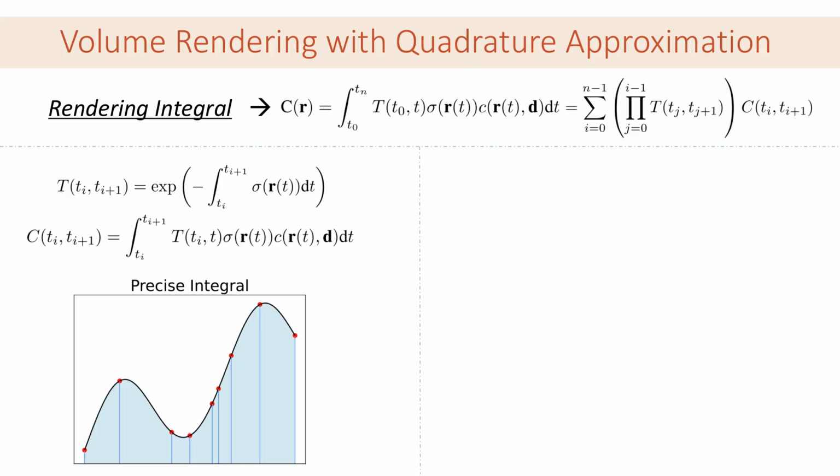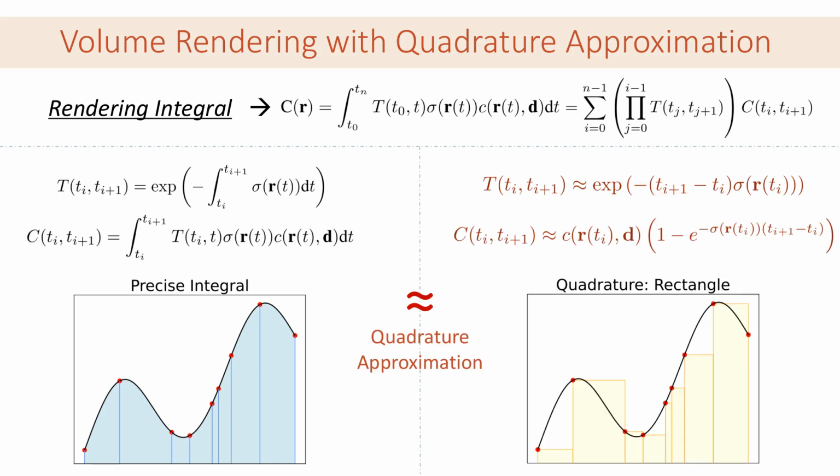Before delving into our work, we first revisit the volume rendering process and examine how existing NeRF methods approximate the integral through numerical quadrature. In the volume rendering integral, the color of a ray R, spanning from point T0 to Tn, is determined by the points distributed along the ray. Each point is characterized by its density sigma and view-dependent color C. The integral interval between T0 and Tn can be discretized into n segments, transforming the rendering integral into a summation form. In this summation form, T denotes the transmittance of a segment, and C represents the accumulated radiance of a segment.